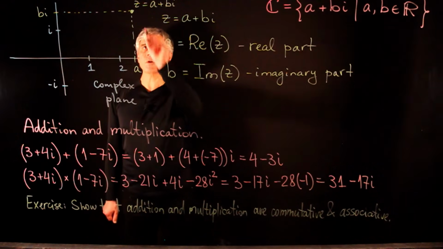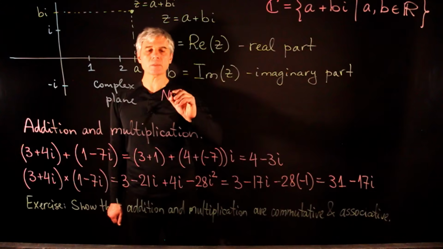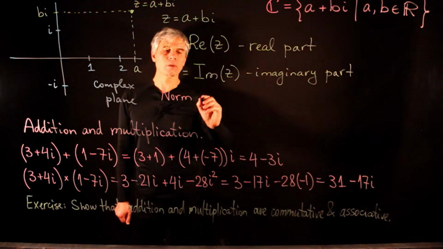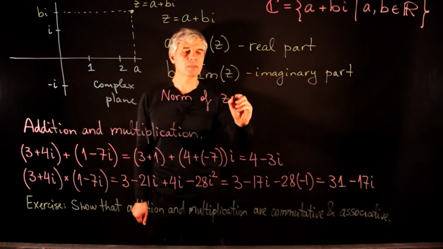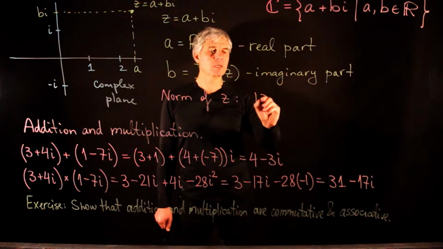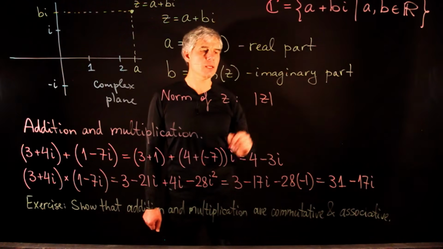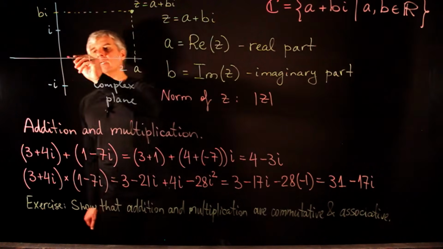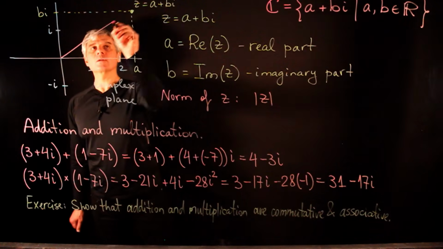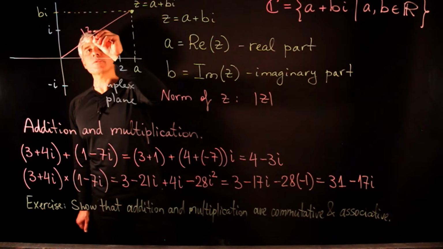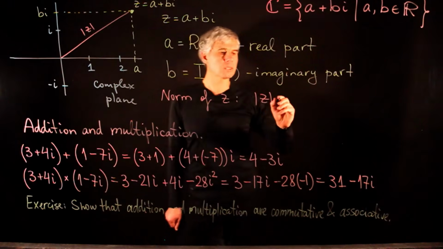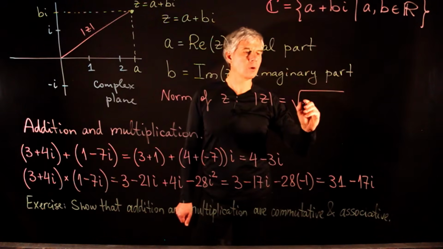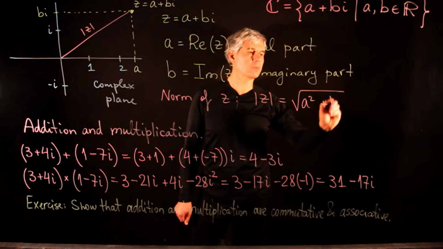Another characteristic of a complex number that we will discuss will be norm. So the norm of z is denoted the same way as absolute value. This is going to be the distance from the complex number to the origin. That is, it's the square root of a squared plus b squared.